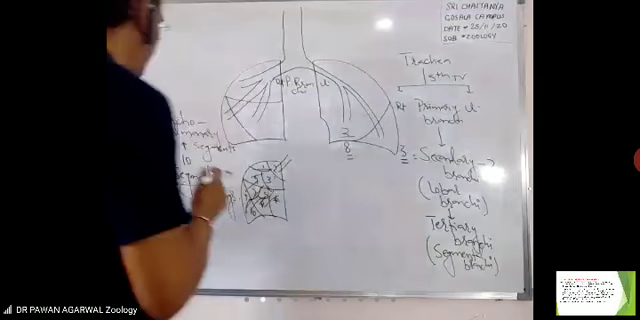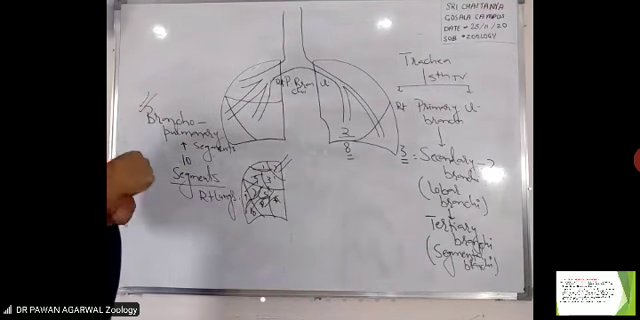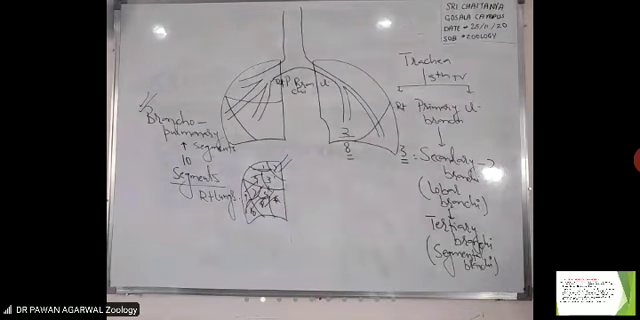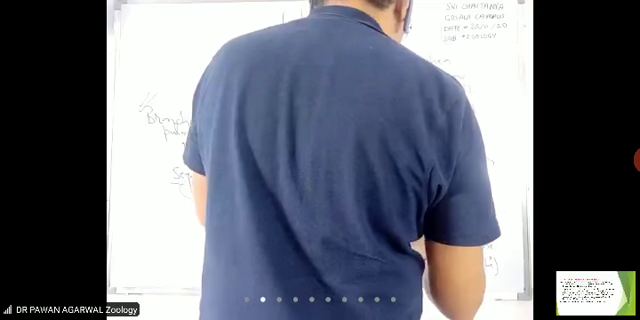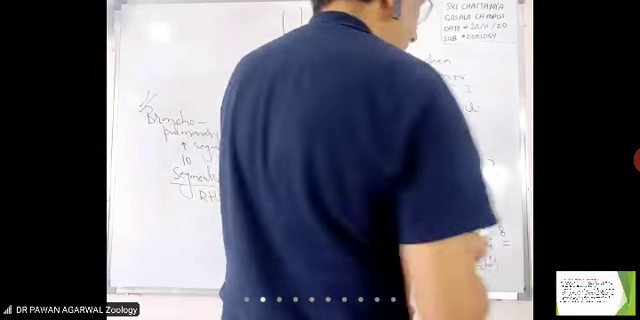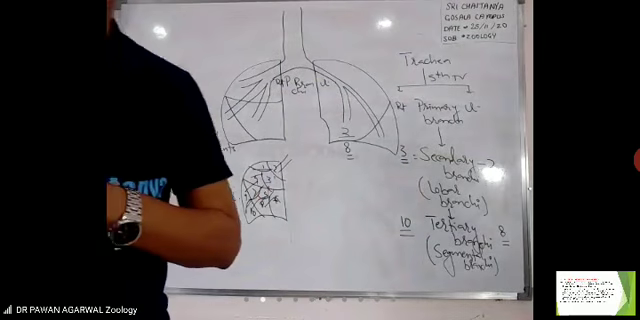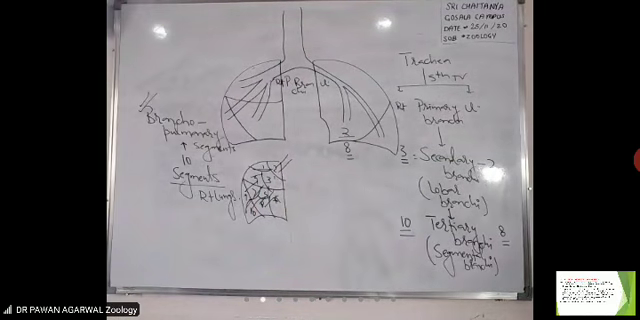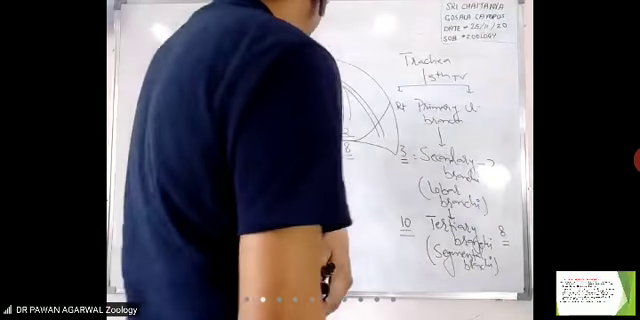Broncho-pulmonary segments. It enters into the segments which are known as the broncho-pulmonary segments. Number of tertiary bronchi on right side is 10 and number of tertiary bronchi on left side is 8. Are you getting this point? So this one is about the primary, secondary and the tertiary bronchi.